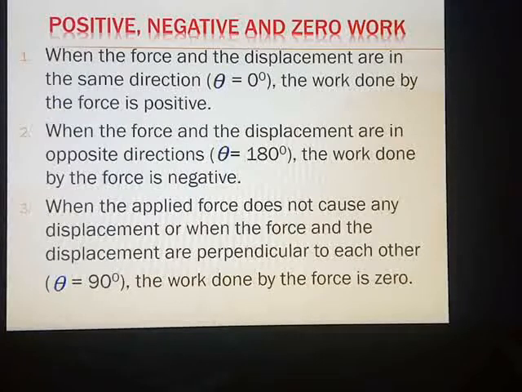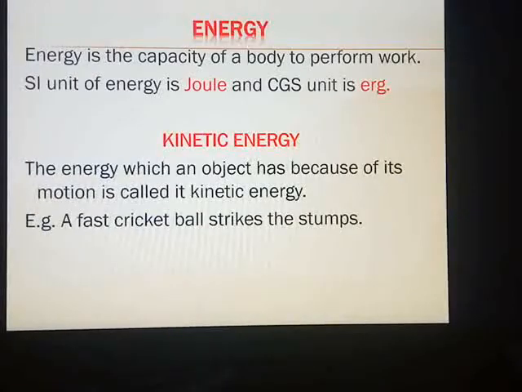So these are the 3 types of work. Positive work, that is when the force and displacement are in the same direction. Negative work, when the force and displacement are in opposite directions. And zero work, when the applied force does not cause any displacement, then the work done by the force is zero. Next, we are going to move towards the second topic of the chapter.